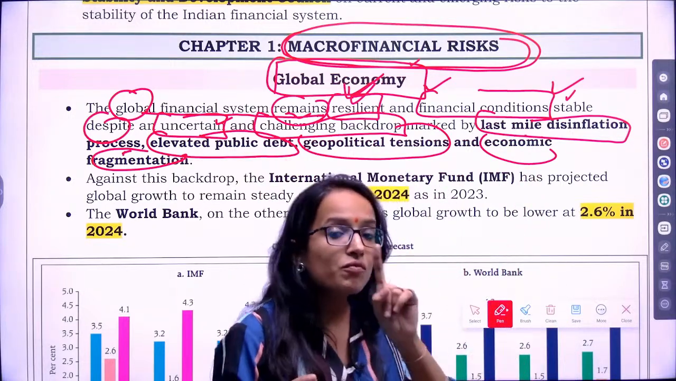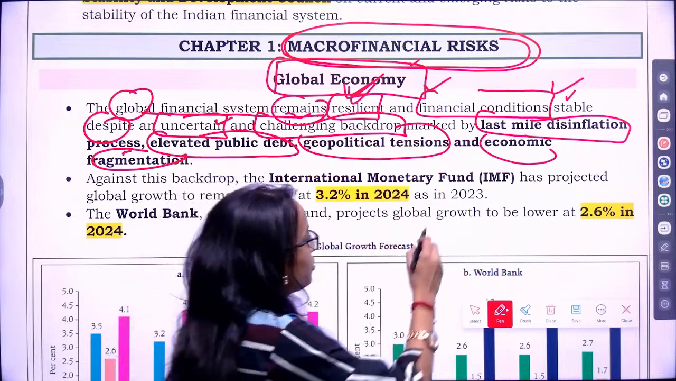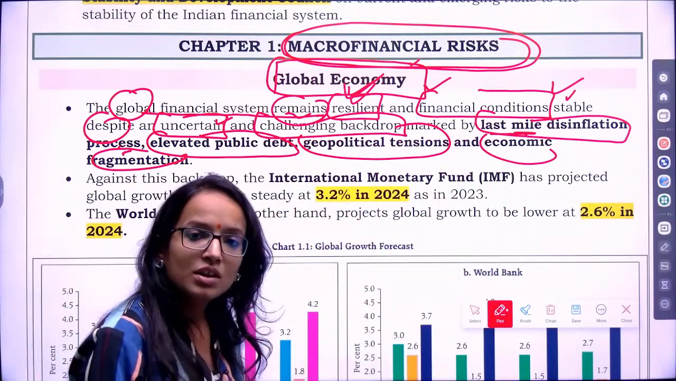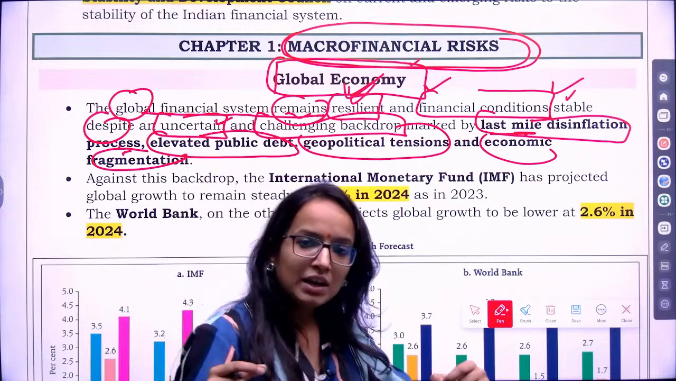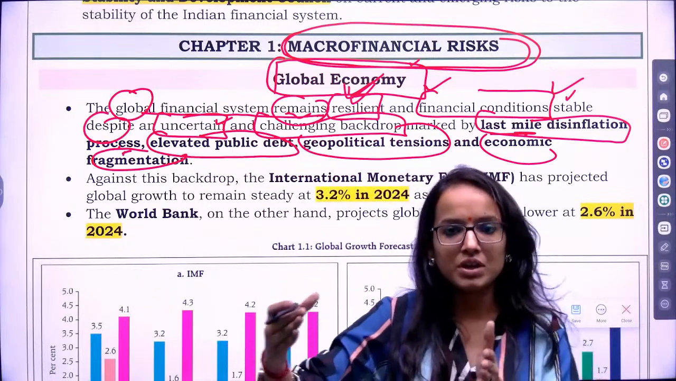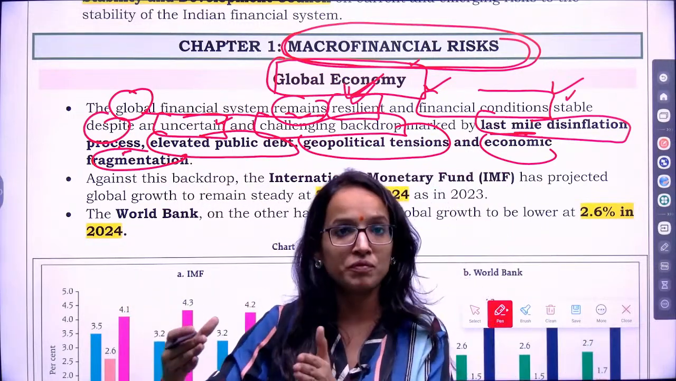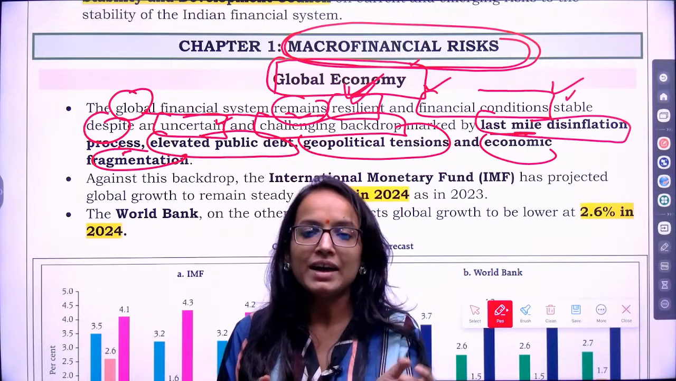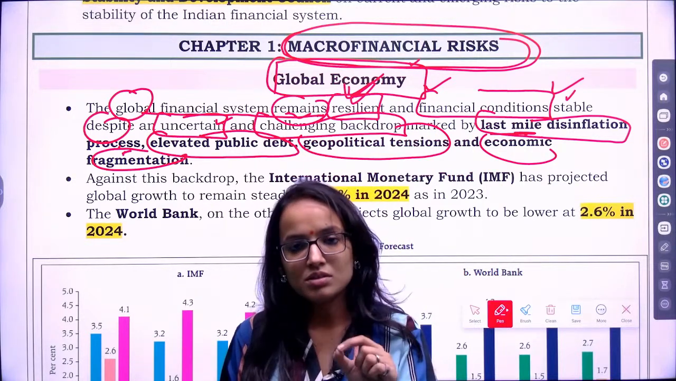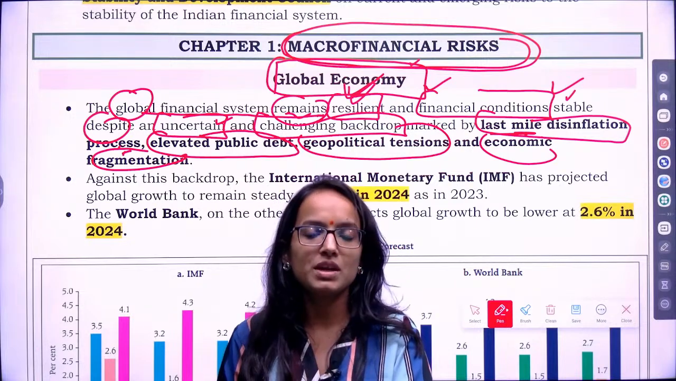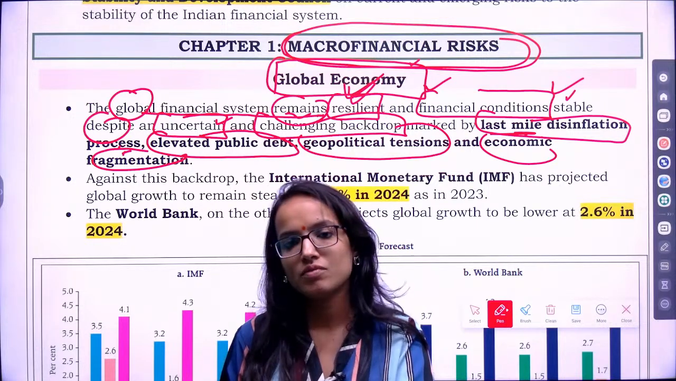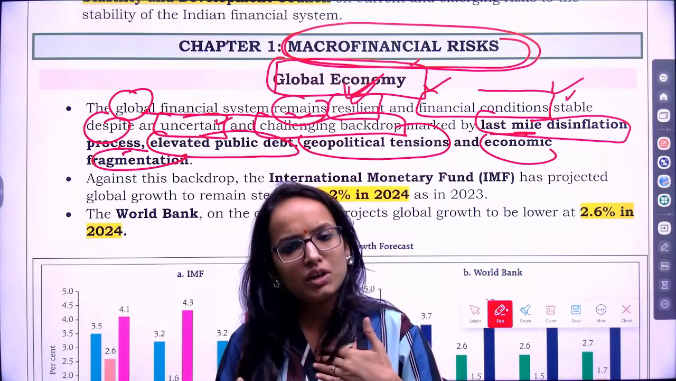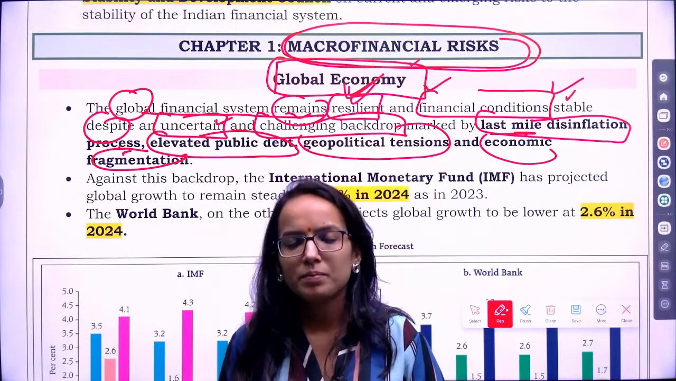This is on the backdrop of this challenge, the last mile disinflation process. Why is this a challenge? What is last mile? Last mile here refers to the last phase, that we are in the last stages or phases of the disinflation process. Why is this still a challenge? Because we still have not been able to contain inflation within the desirable limits, be it at the national level or at the global level.